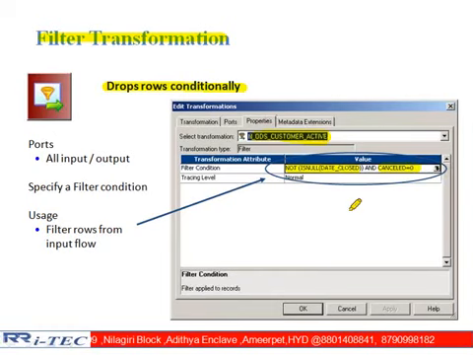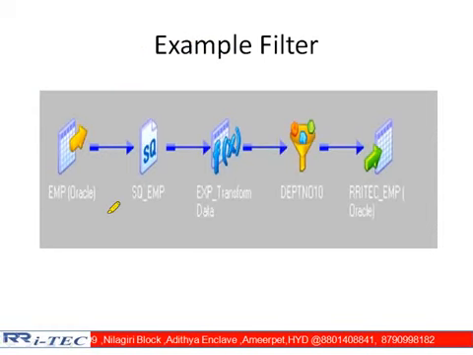Anyhow, we will come to understand this one later. All input and output ports I am accepting. I can send input here, I can get output from here. Now, specify a filter condition, whatever you want. It filters rows from the input flow. From the input, whatever records we are getting, those records we are trying to filter out. Now, this was the example of the filter.